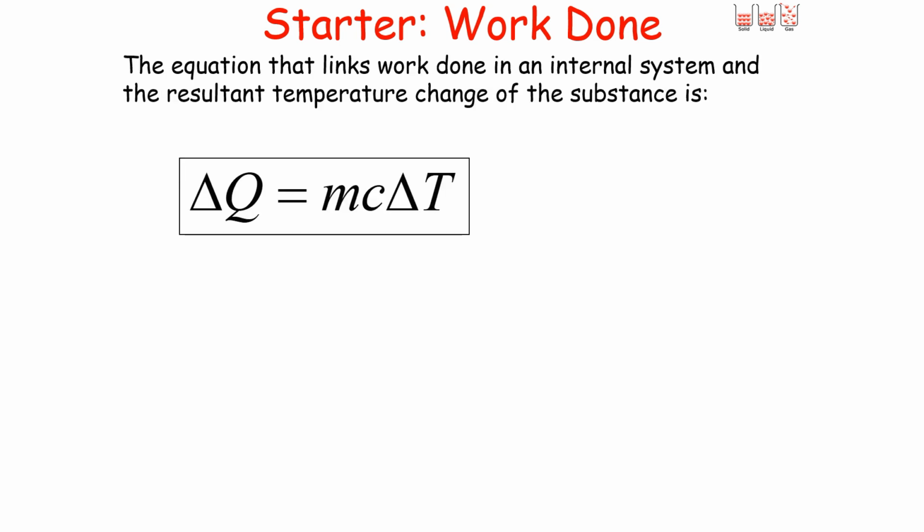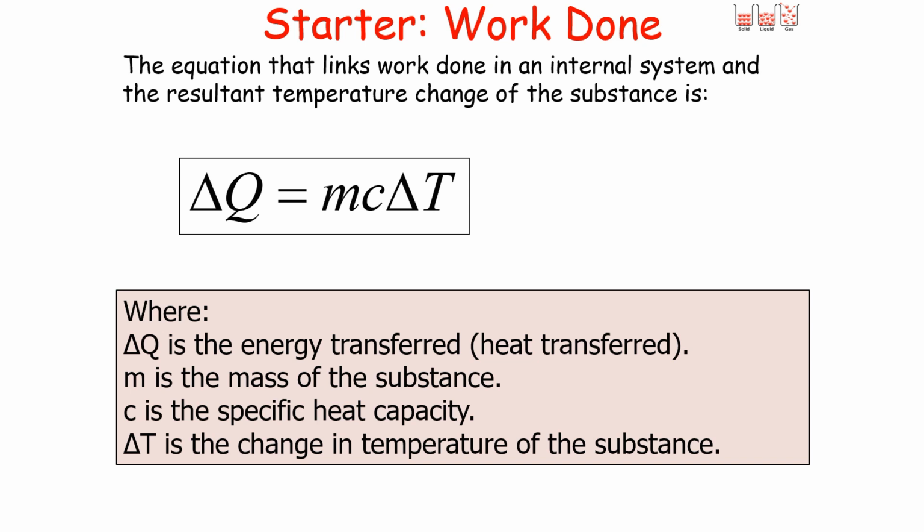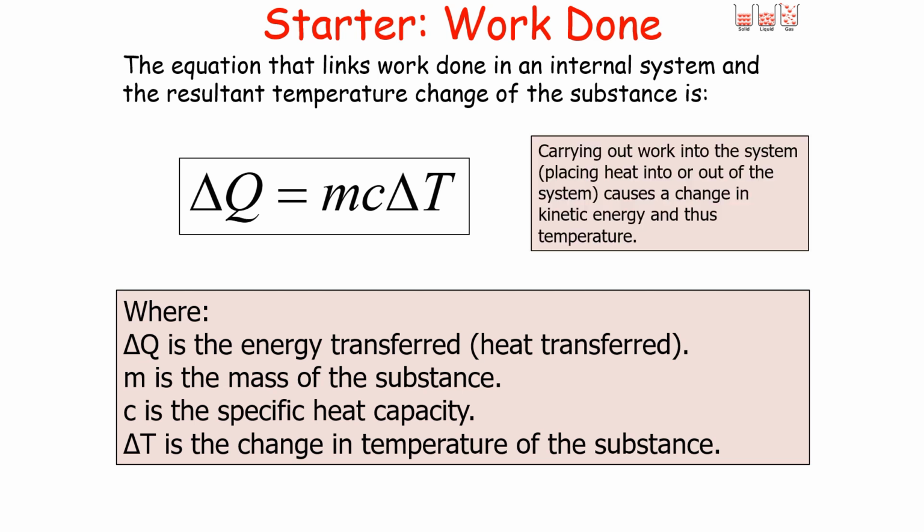Now the equation that links work done in an internal system and the resultant temperature change of the substance is the following: delta Q is equal to mc delta T, where delta Q is the energy transferred, the heat transferred, the work done. m is the mass of the substance, c is the specific heat capacity, and delta T is the change in temperature of the substance. Now, carrying out work into the system, placing heat into or out of the system, causes a change in the kinetic energy store and thus the temperature.